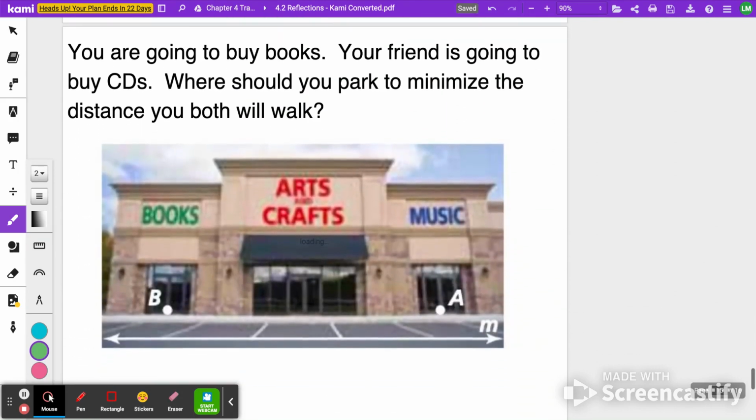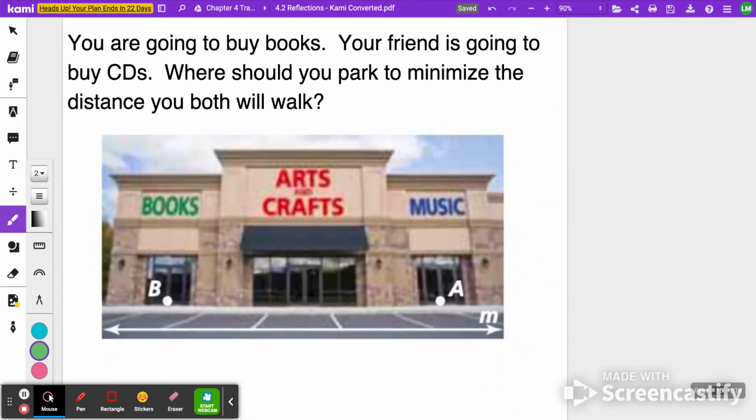The last question we have is this. You're going to buy books. Your friend is going to buy CDs. Where should you park to minimize the distance you both walk? We obviously know books are on one side and CDs are on the other side. So where we would want to find maybe is just the center point. Maybe we can label this C.